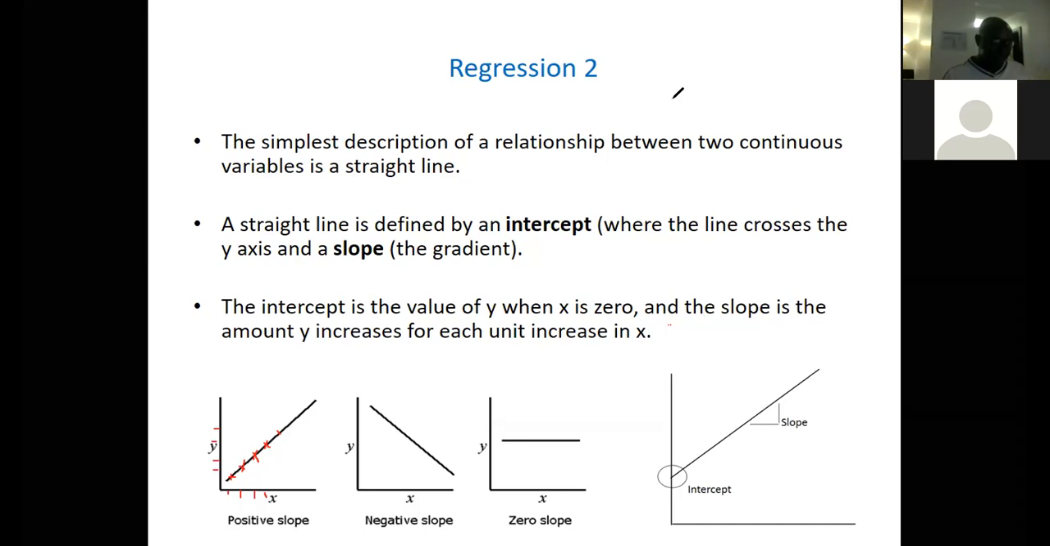But if it's the other way, as one increases, the other one decreases.